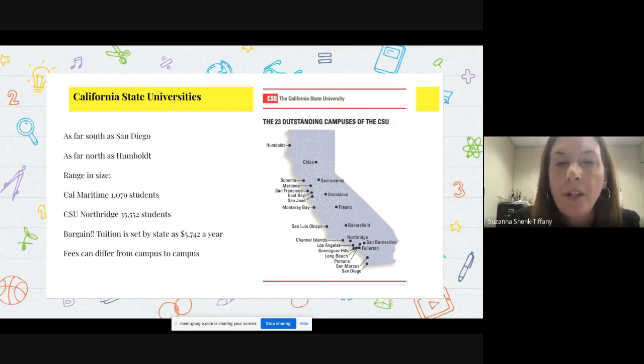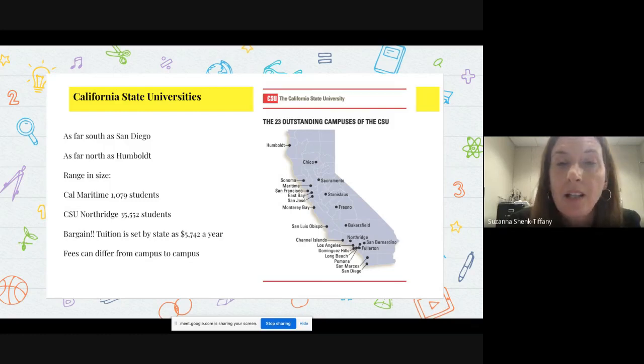If you step on foot on campus, if you go to Cal Maritime, it feels totally different than Cal State Northridge, which feels totally different than Cal State Channel Islands. They all have their own unique flavor. The smallest campus is Cal Maritime with only 1,000 students. You actually wear a uniform there, and it almost feels like a military academy, but it also has the highest job placement by far of any CSU campus. So if you want a job, that's a great college to go to. The biggest one right now is Cal State Northridge with 35,000 students. So it's a very, very large campus.